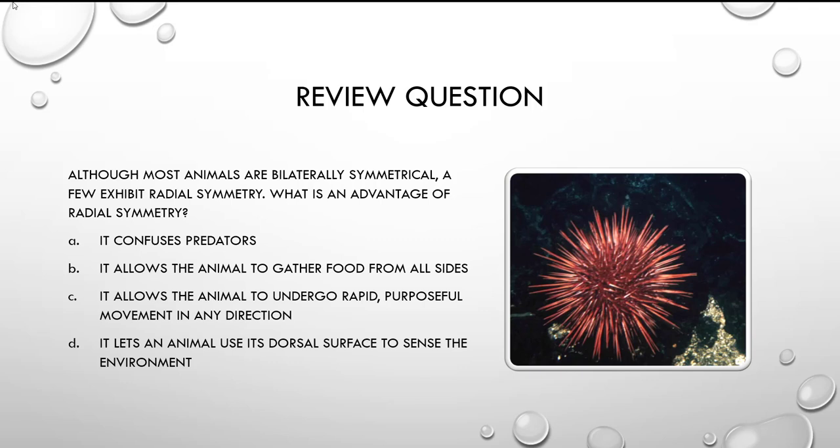And I think this is the last one. So although most animals are bilaterally symmetrical, a few exhibit radial symmetry. So what is an advantage of radial symmetry? Is it A, it confuses predators, B, it allows the animal to gather food from all sides, C, it allows the animal to undergo rapid, purposeful movement in any direction, or D, it lets an animal use its dorsal surface to sense the environment? So what's an advantage of having radial symmetry?